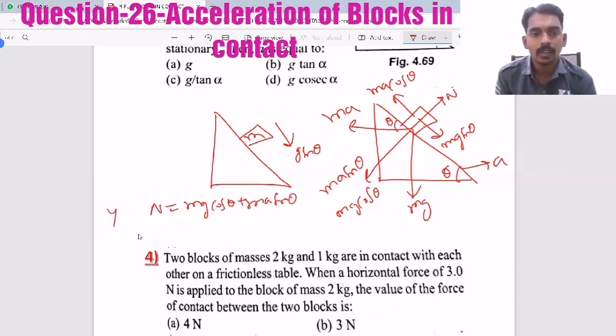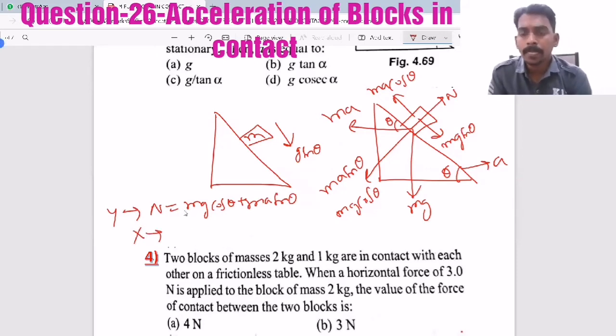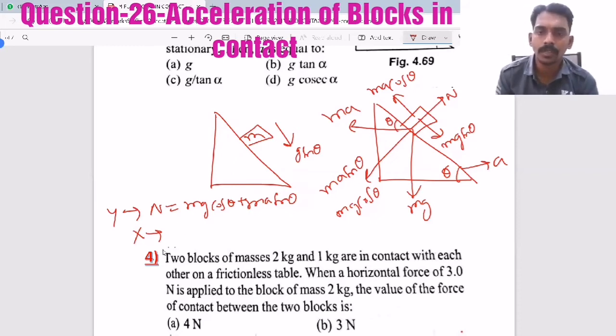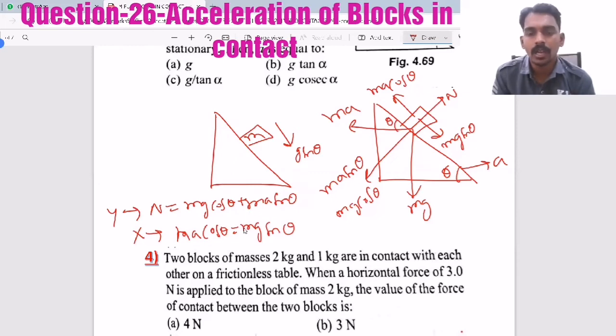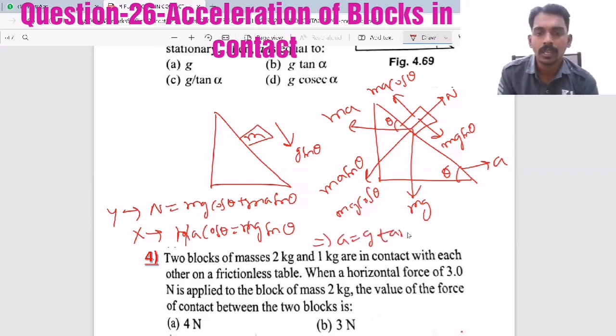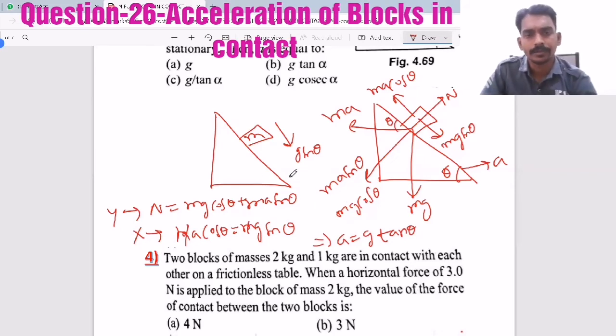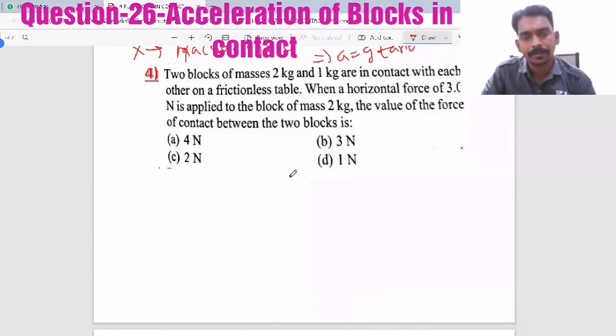That is the y direction. Now along the x direction also forces must balance, because we have given some additional acceleration to the wedge. Now it will become a non-inertial frame such that the block remains at rest. That means the upward ma cos theta must be balanced by the downward mg sin theta along the inclined plane. So m gets cancelled, which implies a equals g tan theta, or according to that alpha, g tan alpha. This is how you need to solve the question related to non-inertial frame.